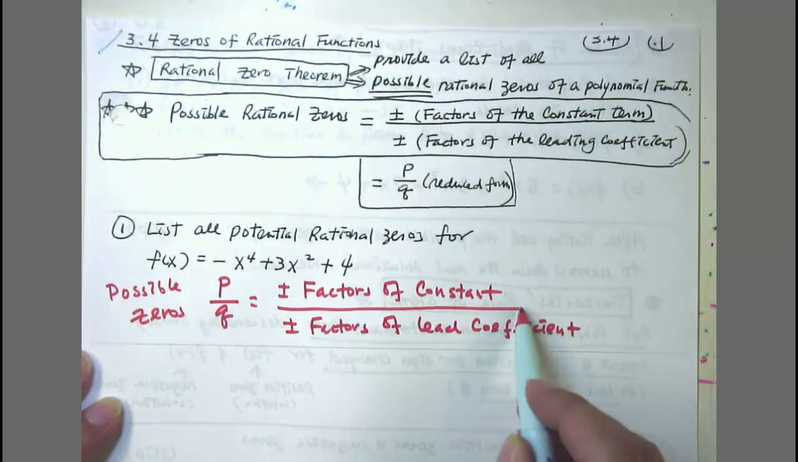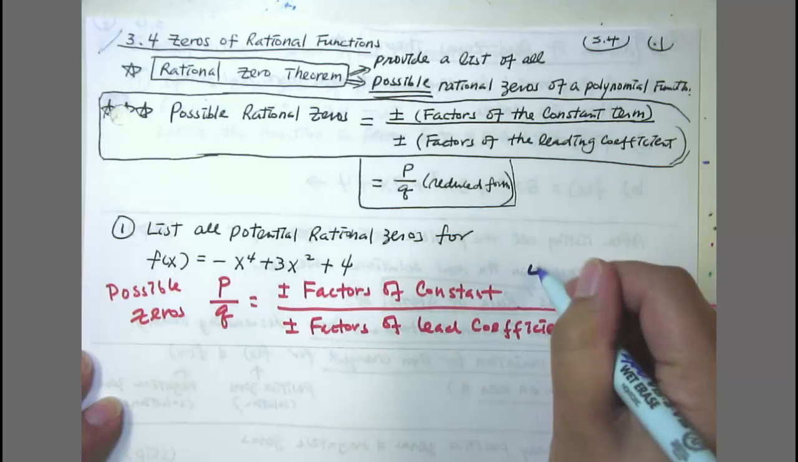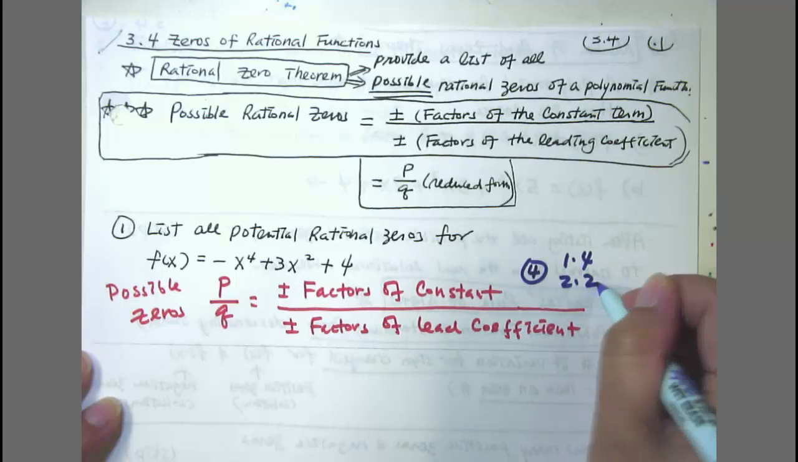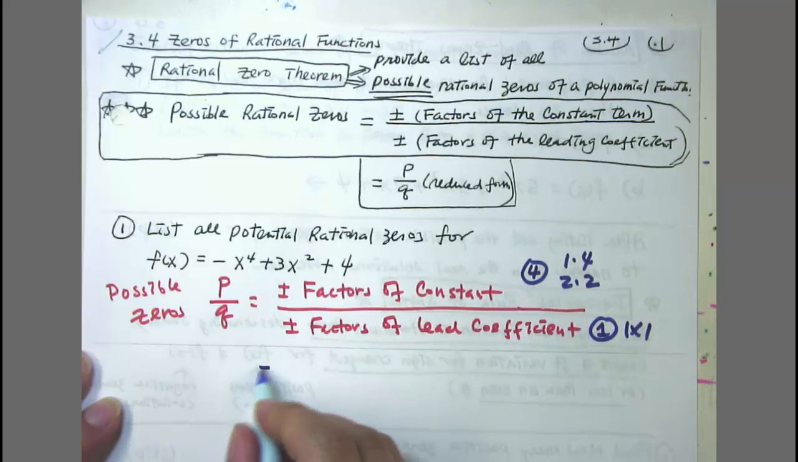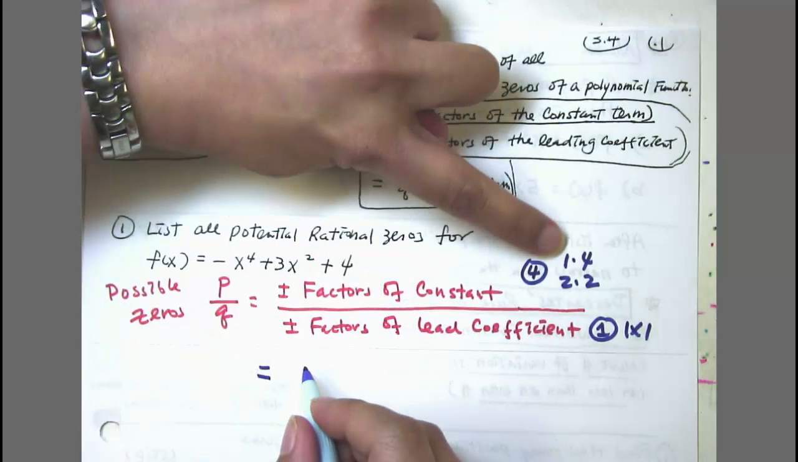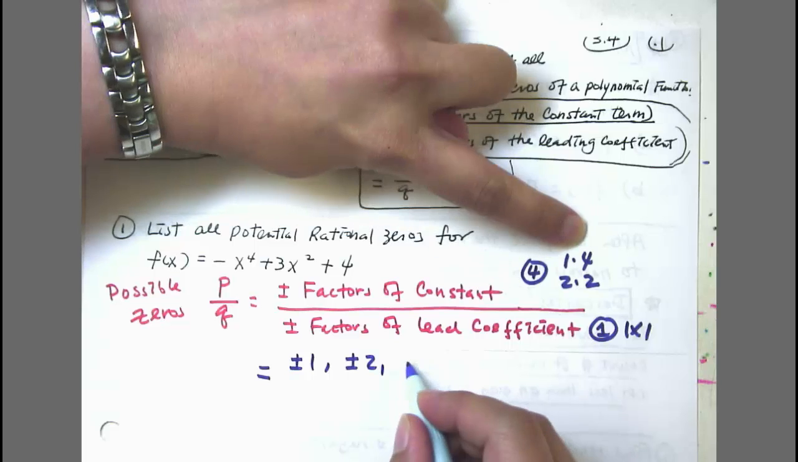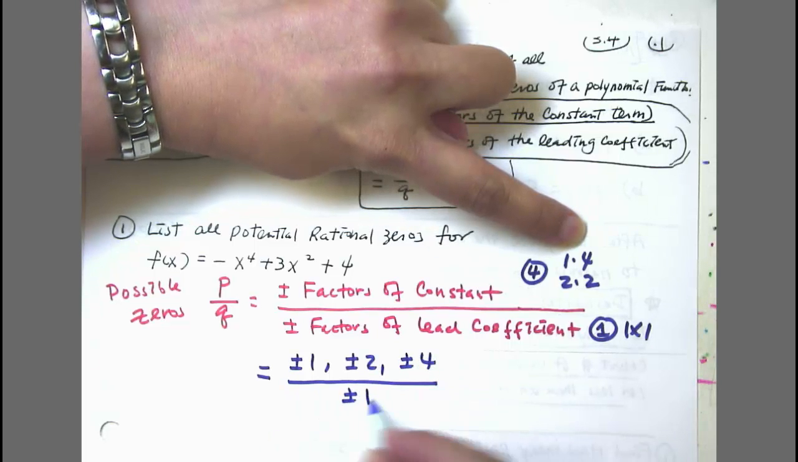And for this particular question, the constant is what? 4. So 4 can be 1 times 4 or 2 times 2, right? Those are the factors. And the leading coefficient is going to be 1, so it's just 1 times 1. This is all the factors. So on top, we're going to have plus minus 1, plus minus 2, and plus minus 4. And at the bottom, we just have plus minus 1, right?